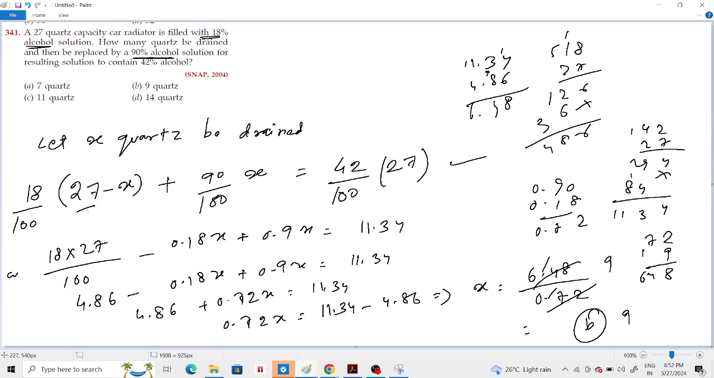So this 27 quarts remains constant because from 27 you have removed X and then you have added X. So the total amount still remains 27. Of this 27, 42% is alcohol. So this is the equation, and if you solve it you get 9, right? Yeah, so after you're done with copying, let me know.